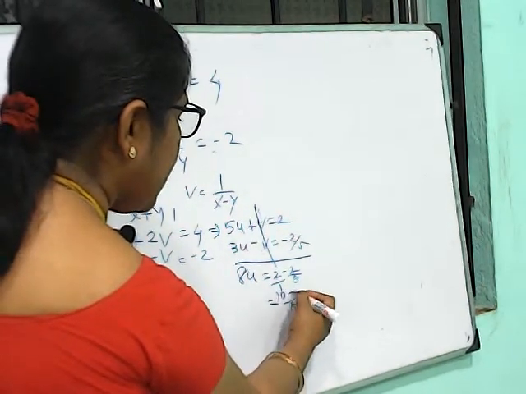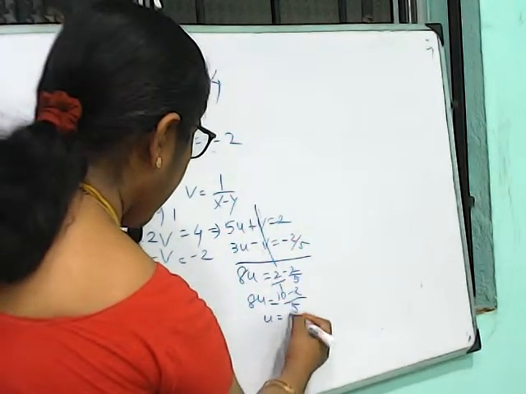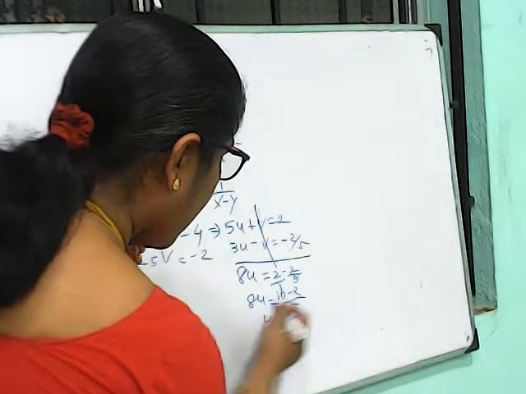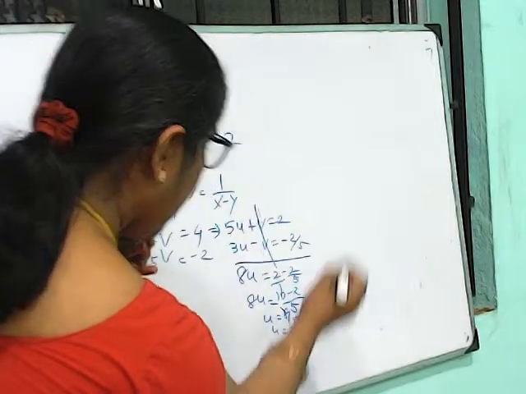5 2s are 10, 10 minus 2, so 8u is equal to 8 by 5. u is equal to, bring this 8 in here by 8, the 8s will get cancelled. So u is equal to 1 by 5.